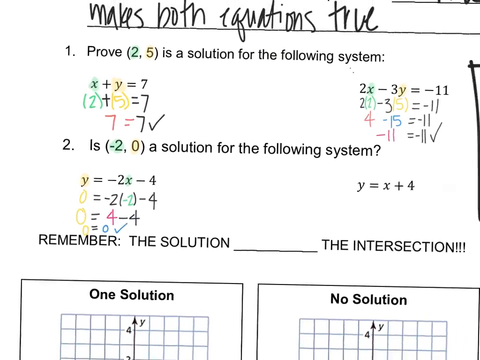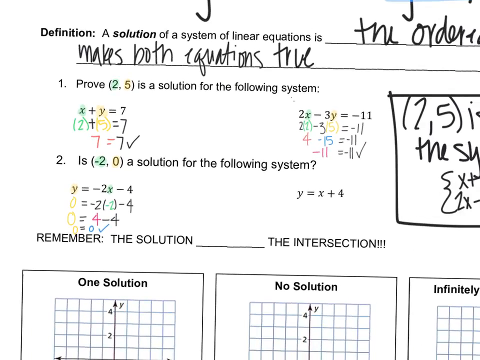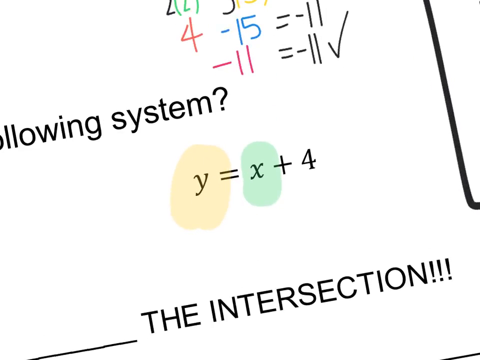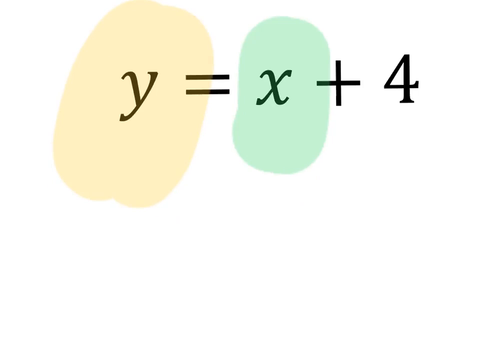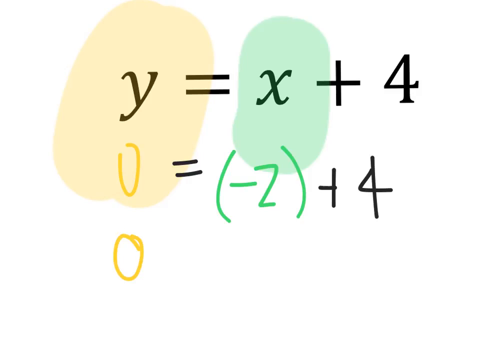So now we do the same thing for the second equation. We're going to plug in negative 2 for x, and we're going to plug in 0 for y, because again, that's what we said x and y were over here. So I'm going to zoom in and work that out. So instead of y, I'm going to have 0 equals, instead of x, I'm going to have negative 2 plus 4. So the left side is still 0 equals, well, negative 2 plus 4 is positive 2. Since 0 and 2 are not equal, that means it's not a solution.